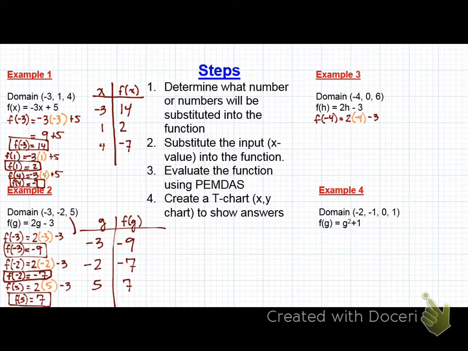So let me help you out with this one. What's 2 times negative 4? Negative 8. Good. Negative 8 minus 3. Negative 5? Negative 11? Which one is it? Talk to your groups about it. What's the answer for this one when we evaluate it? What is it, everyone? Negative 11. Good. Thank you. Awesome. So we put negative 11 down.